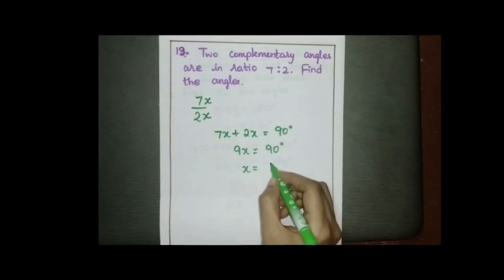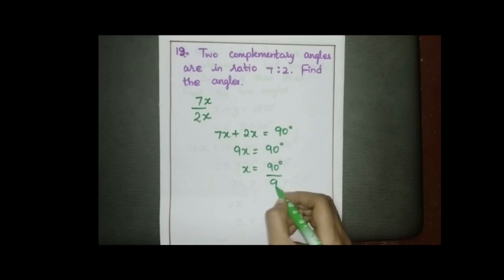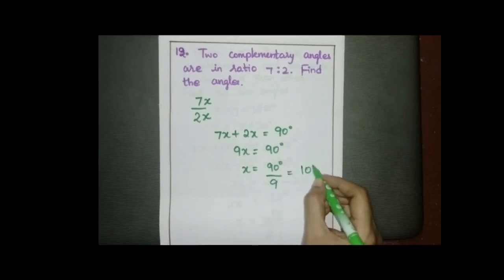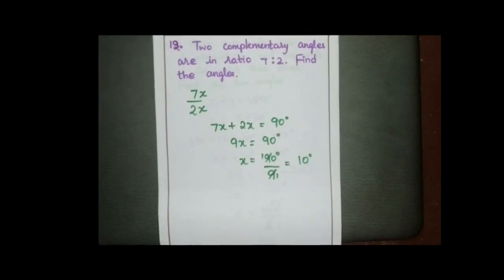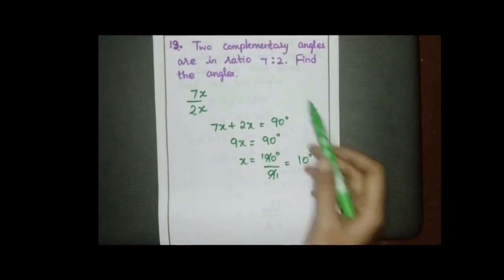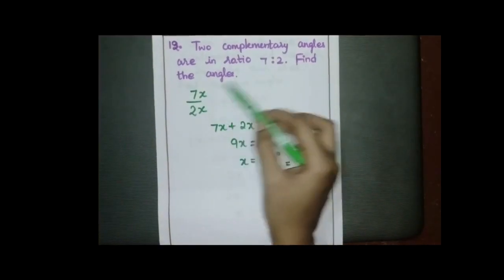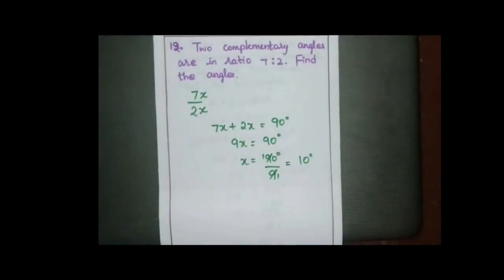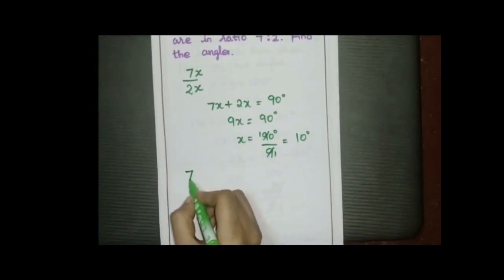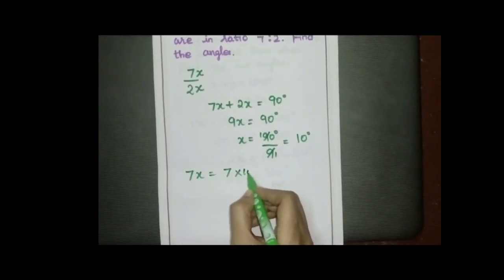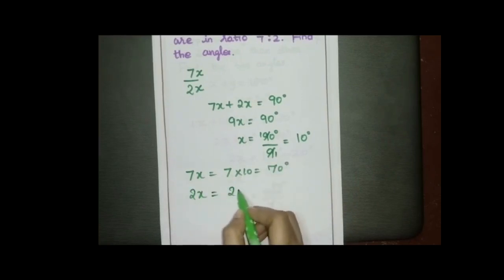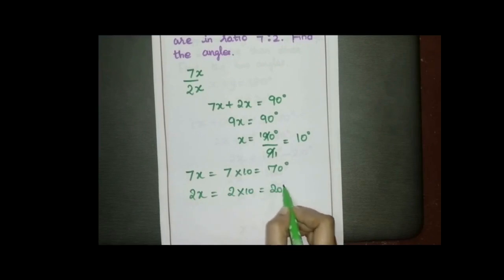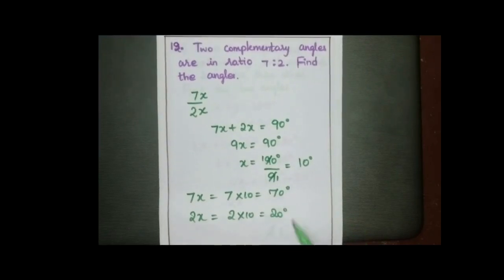So x equal to 90 degree by 9 I will get 10 degree. 1 9s are 1, 1 9s are 1. So the answer is 10 degree. But what is the ratio given? First angle is 7 times x, second angle is 2 times x. So what is the first angle? 7x equal to 7 into 10, 70 degree. Second angle is 2x, so 2 times 10, 20 degree. So the two complementary angles are 70 degree and 20 degree.